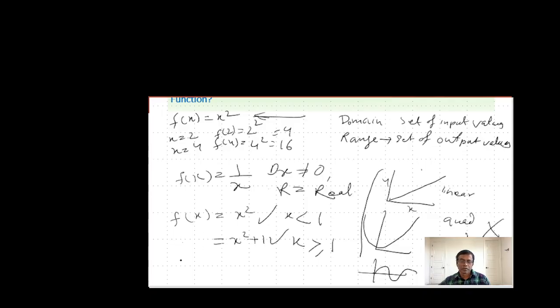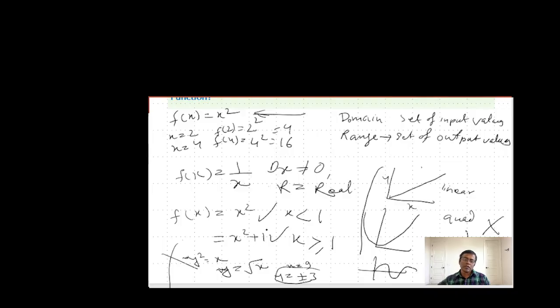Similarly, let's look at it expression-wise. If we say y square is equal to x, or y equals root of x, then if the x value is 9, y can be plus or minus 3. So this is not a function. While evaluating, we should apply this test, and then we can consider whether the expression is a function or not.